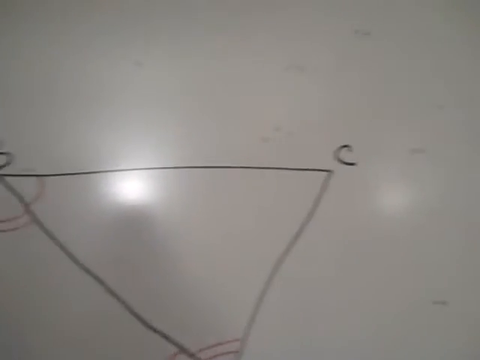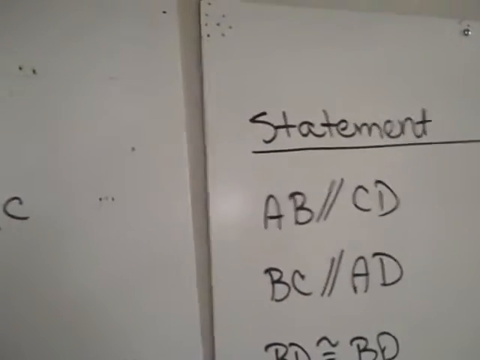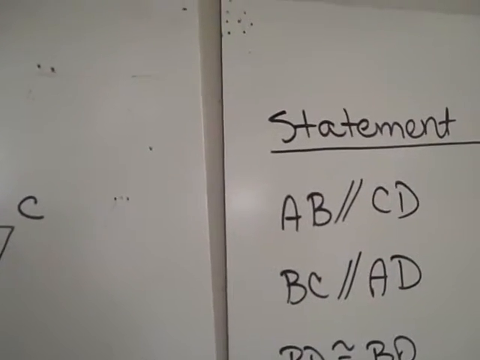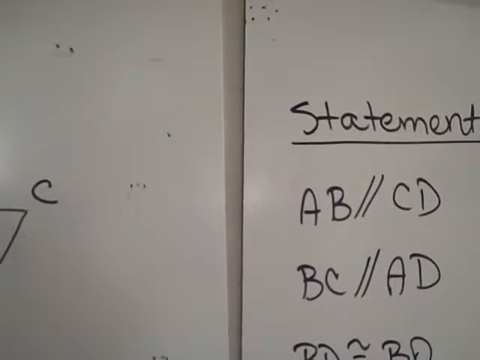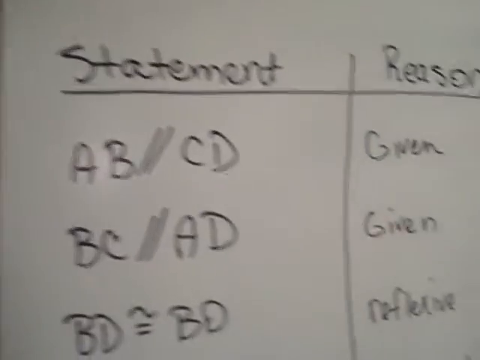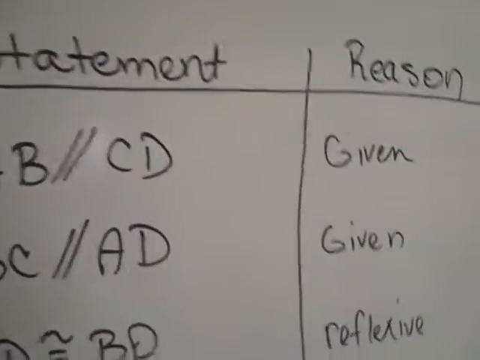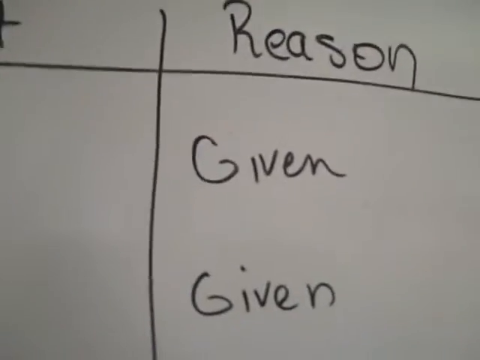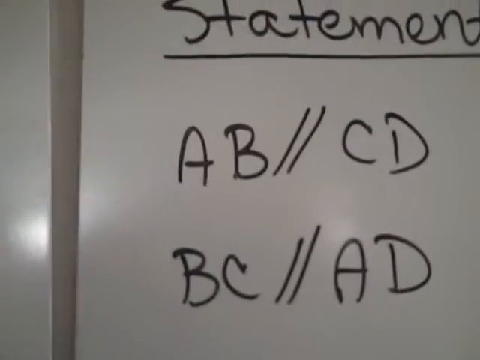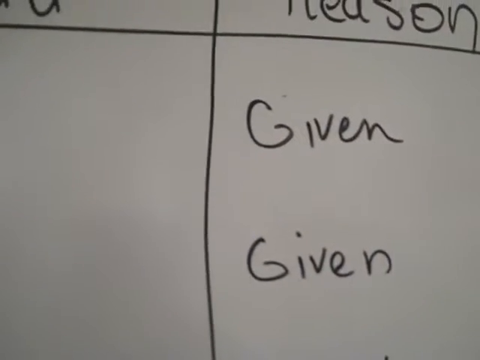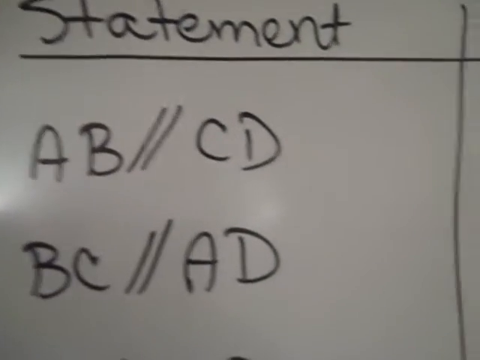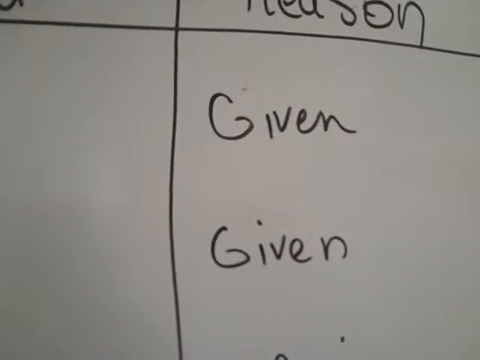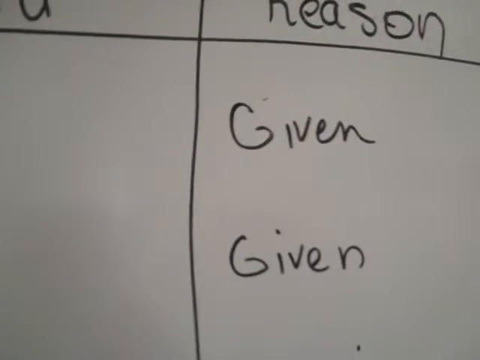And as you see with the proof that I have right over here to the right, my first 2 lines were the givens. AB is parallel to CD, and BC is parallel to AD. And the reason for that is given, because they were given to you. So do not get the given statements wrong. Do not get the given reasons wrong. So on each and every proof, you should at least get the very first 2 lines right. If you are not getting the first 2 lines right, that is a choice that you've made.